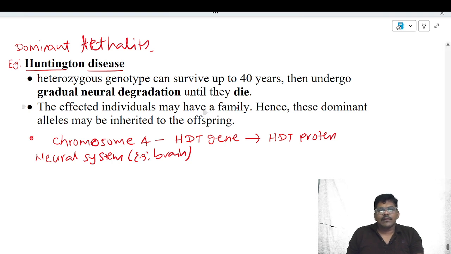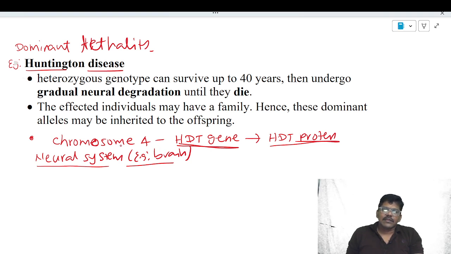But sometimes, because of a mutation in the HDT gene, HDT protein is not formed. Hence, the neural system is degraded. Gradual neural degradation can be seen in the patient, which leads to the death of the patient. That disease is called Huntington disease.